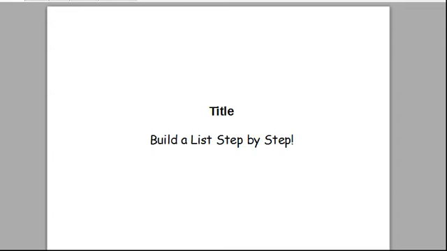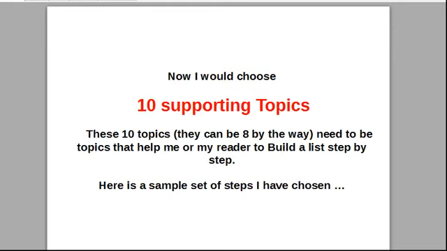Title, very simple, build a list step by step. I would then go ahead and look for 10 supporting topics. What 10 sections, steps, or that sort of thing would I need to actually build a list step by step? That's the question I'll be asking myself. Now, by the way, there's nothing prescriptive with regards to the number 10. It could be 8 for you.